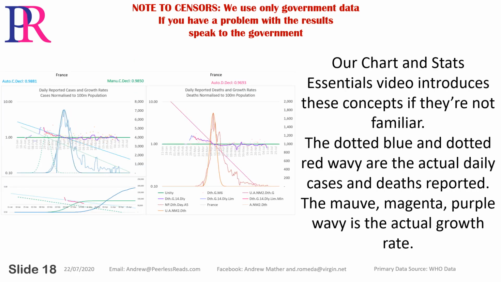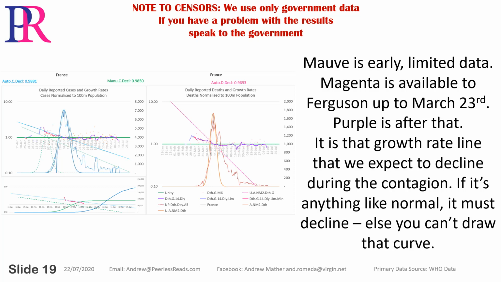Our Chart and Stats Essentials video introduces these concepts if they're not familiar. The dotted blue and dotted red wavy lines are the actual daily cases and deaths reported. The mauve magenta purple wavy line is the actual growth rate. Mauve is early, limited data. Magenta is available to Ferguson up to March 23rd. Purple is after that. It is that growth rate line that we expect to decline during the contagion. If it's anything like normal, it must decline, else you can't draw that curve.